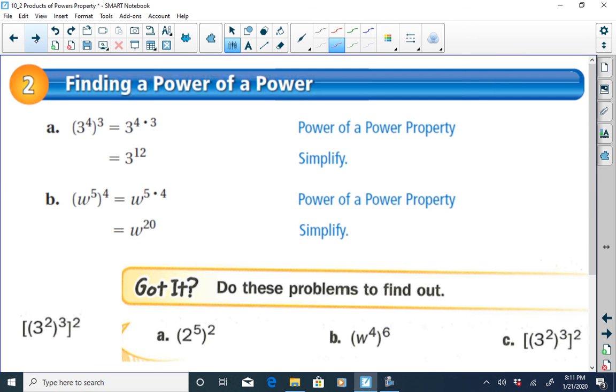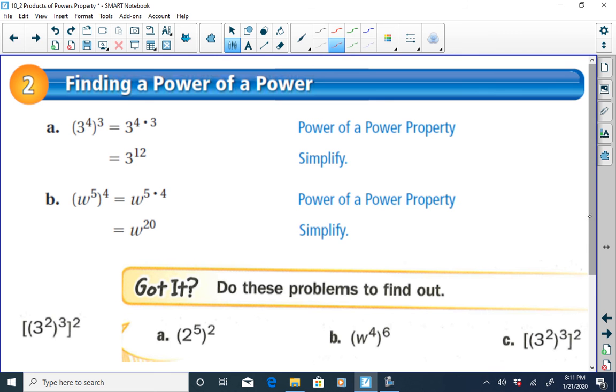All right. Now we're going to move on to our next rule here. And our next rule is when we want to find a power of a power. So we're going to start off with 3 to the 4th power. And when we raise 3 to the 4th power to the 3rd power, we have to multiply the exponent. So 4 times 3 is going to give me 12. So if I'm raising a power to a power, we multiply the exponents.